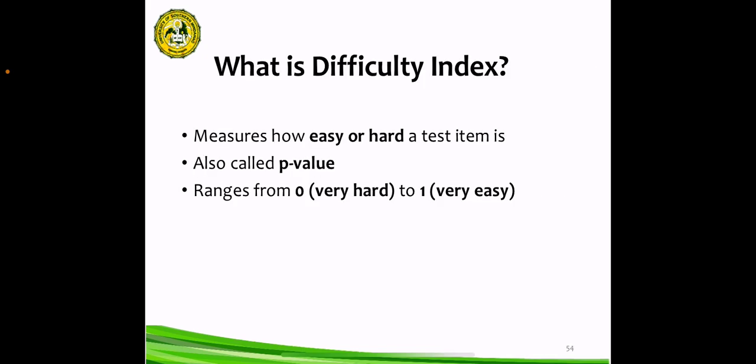Next is, what does difficulty index really mean? In simple words, difficulty index measures how easy or hard a test item is. It is also called a p-value, and it ranges from 0, which is very hard, to 1, which is very easy.